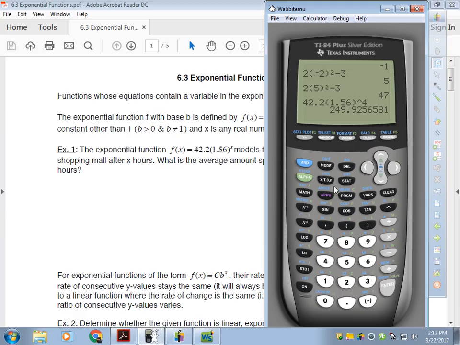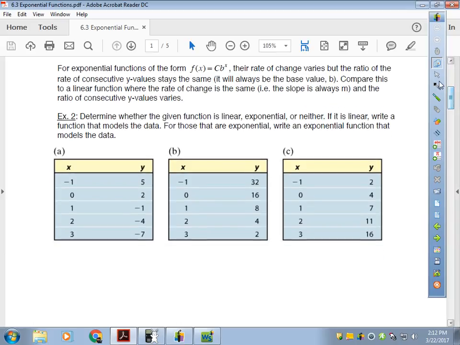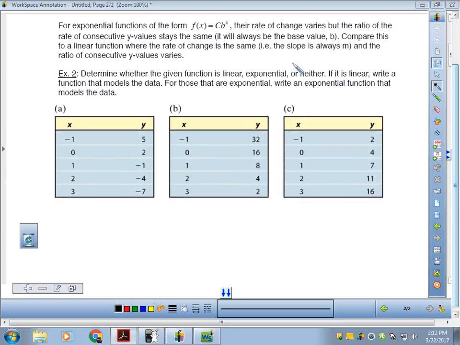Now with that being said, any exponential function that you find can be written in this form: f of x equals c times b raised to the x, where b represents the number you're multiplying by every time. If we look at a table of data, we can determine whether a function is linear or exponential just by looking at what happens with the points. Is there a constant addition or subtraction? Then it's linear. If there is a constant multiplication or division, then it's exponential. If it's neither of those, then it's neither.